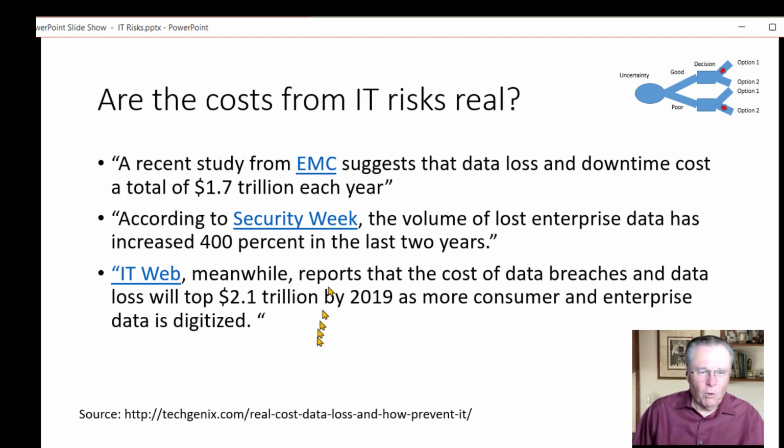So this is a little bit old, but I think it emphasizes the need: $1.7 trillion each year in data losses and lost time. IT web is 2.1 trillion by 2019. I don't know what it is today. I couldn't find that number. But anyway, it's a big number, and so companies are working on it.